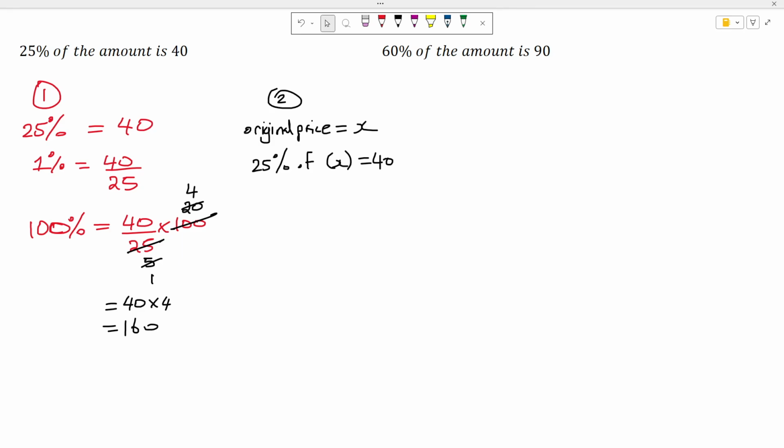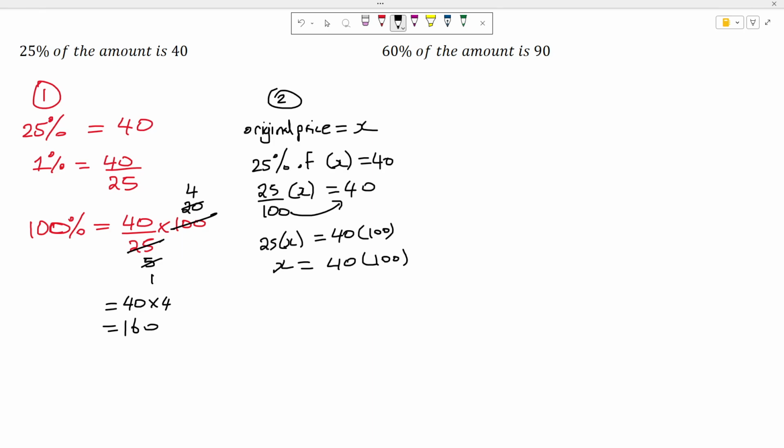Now next, what I would like to do is convert 25% into a fraction. So we would have 25 over 100 multiplied by X is equal to 40, right guys? Now transposing 100 to the other side, division is going to change to multiplication. So we have 25x is equal to 40 times 100. Therefore, x is equal to 40 times 100 divided by 25. Now we are back to the same step as before. Let's go ahead and simplify them.